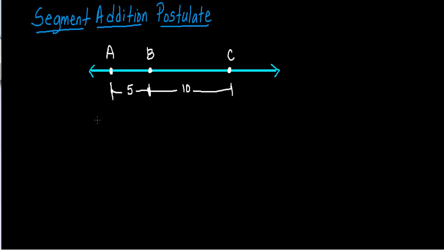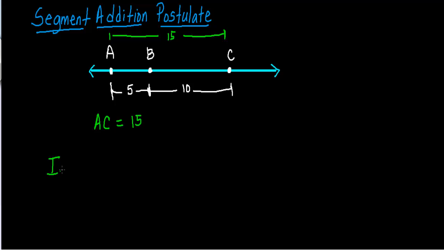Now I want you to tell me what the distance AC is. If the distance from here to here is 5 and from here to here it's 10, what's the distance between A and C? Can you tell me that? Well, you should come up with the answer of 15, right? Because 5 plus 10 more will give you 15. So that would be the distance between AC. And that's what the segment addition postulate says.